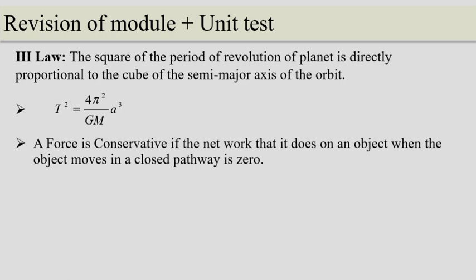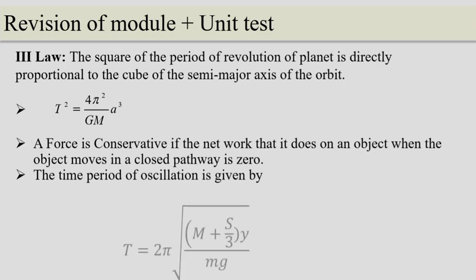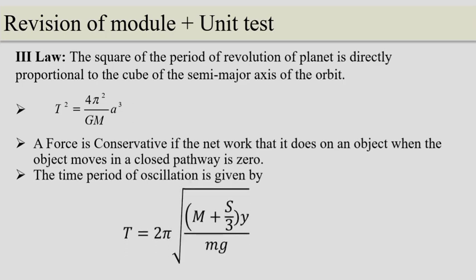A force is said to be conservative if the net work it does on an object when the object moves in a closed pathway is zero. And we define the time period of oscillation of an object, given by T is equal to 2 pi into square root of (m plus s by 3) into y divided by mg.